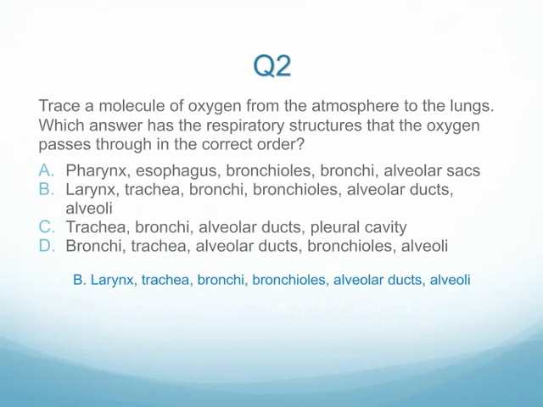Our correct answer is letter B. It's the larynx, the trachea, the bronchi, bronchioles, alveolar ducts, and then the alveoli. So this is the normal process that air is going to move through in order to get down to the alveoli so that it can be absorbed into the body and we can get oxygen to the tissues where we need it.